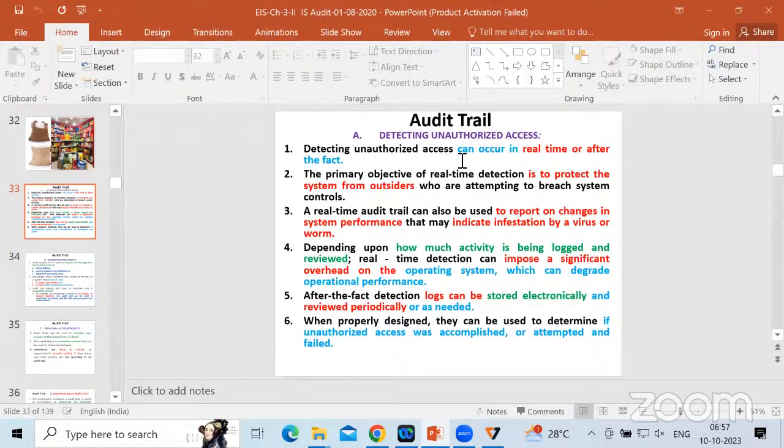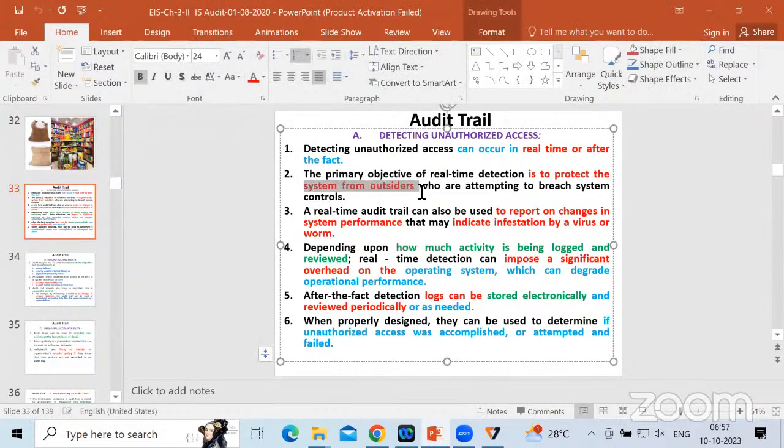Detecting unauthorized access can occur in real time or after the fact. The objective of real-time detection is to protect the system from outsiders who are attempting to breach the system. So this will be seen from the system log file. A real-time audit trail can be used to report on changes in system performance that may indicate insertion by a virus or a worm. Once the system is affected with a virus or worm, the system will automatically slow down. So it can be detected. That is detecting unauthorized access.